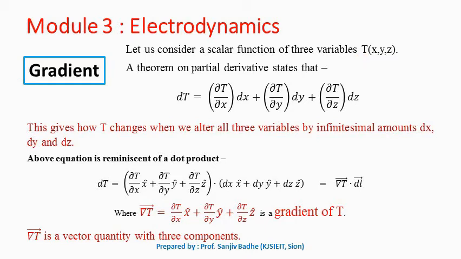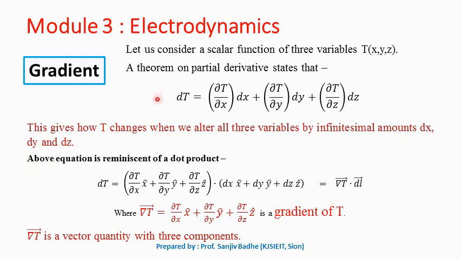And the change in value of function t is given by a theorem on partial derivatives. This change in value of function t is written as dt, that is equal to del t by del x dx plus del t by del y dy plus del t by del z dz. So this is how we write the theorem of partial derivatives to find out the change in the value of function t, if x is changing by small amount dx, y by small amount dy and z by small amount dz.